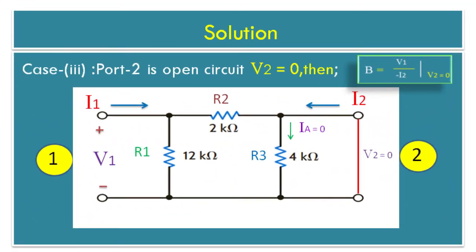Solution case 3. We are obtaining transmission parameter coefficient B is equal to V1 upon minus current I2 with voltage V2 at port 2 is 0, means obtaining voltage V1 and current I2 in terms of current I1 using equivalent resistance.